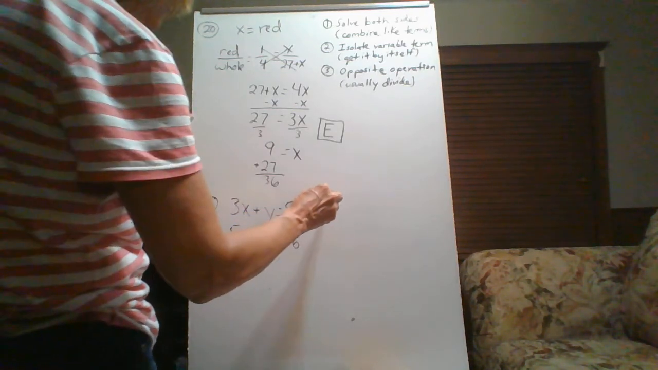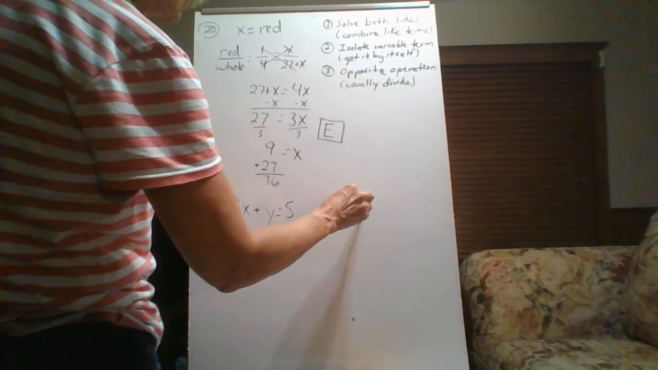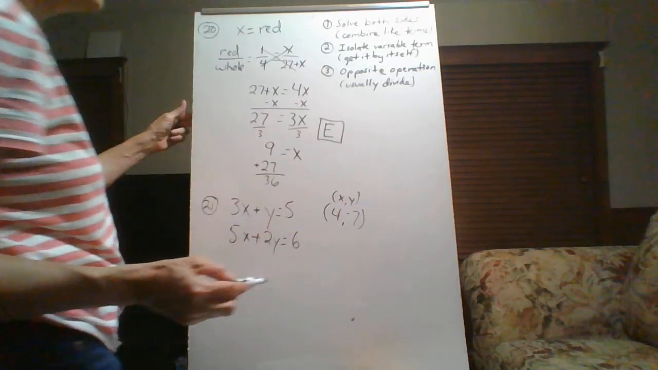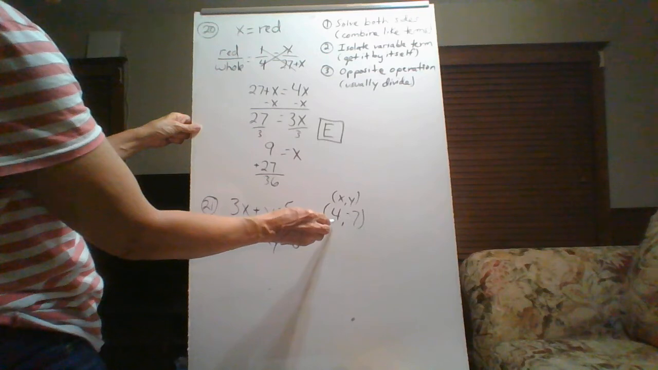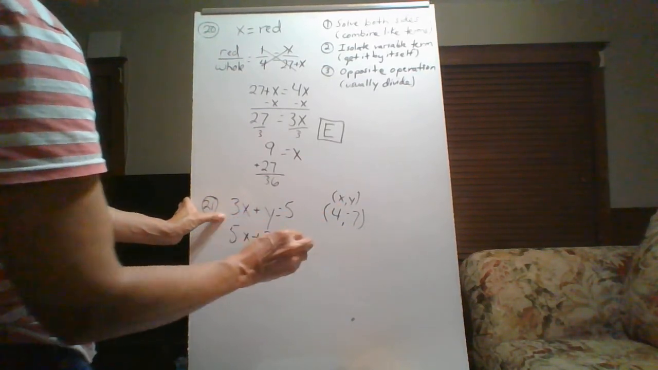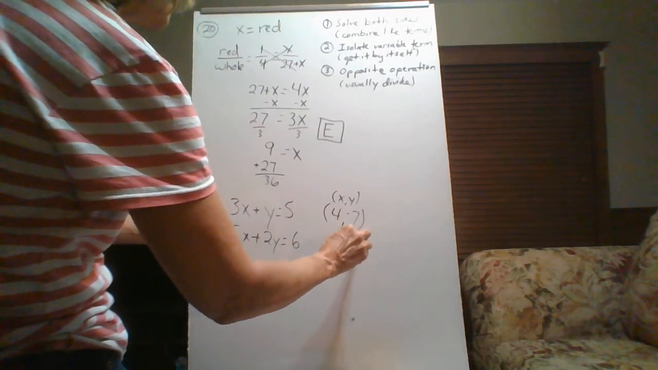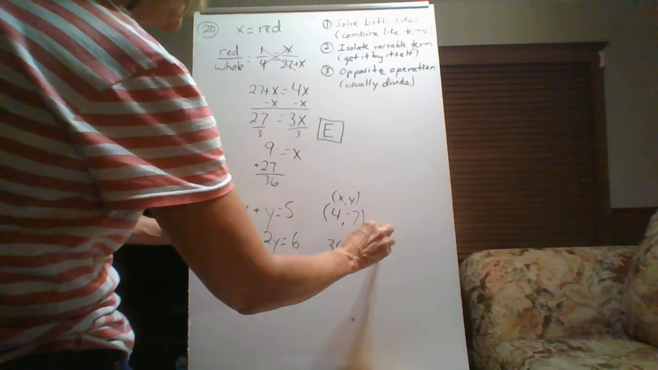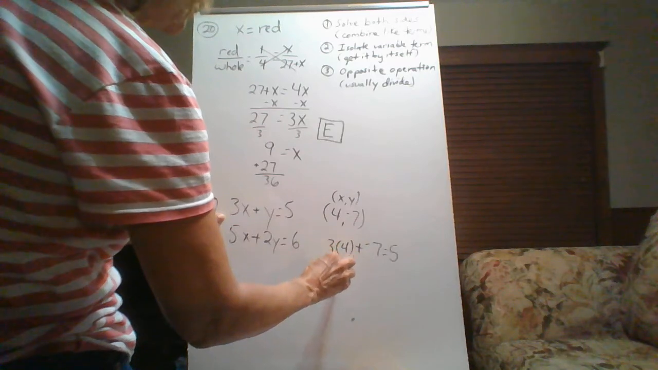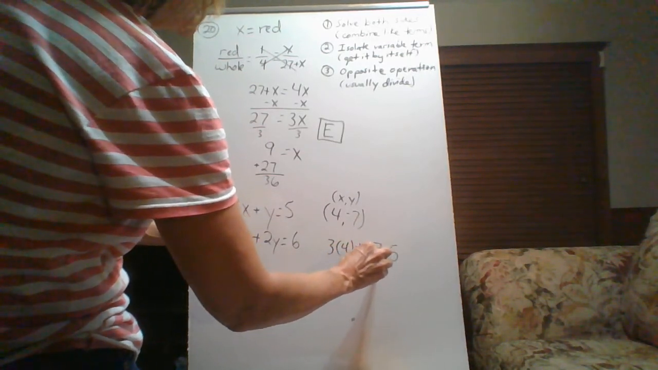So the first possible answer they give is 4, -7. Remember, these are always written x, comma, y. So that means every time I see an x, I'm putting a 4. Every y, I'm putting a -7. So let's try my first equation right here. It's going to be 3 times 4 plus -7 equals 5. 3 times 4 is 12 plus -7, same thing as -7, equals 5.